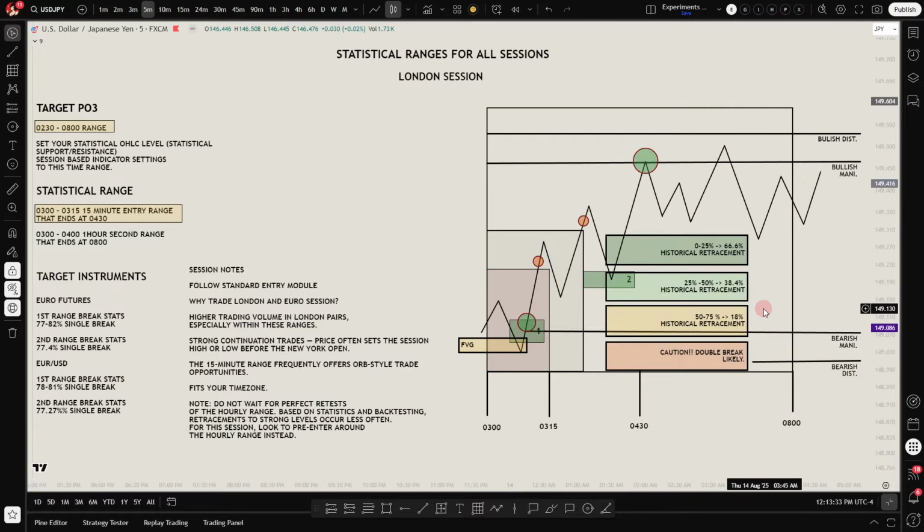In summary, the London session offers clean continuation trades with high probability of follow-through. When executed with discipline, these ranges provide reliable opportunities, especially in Euro futures and EUR USD.